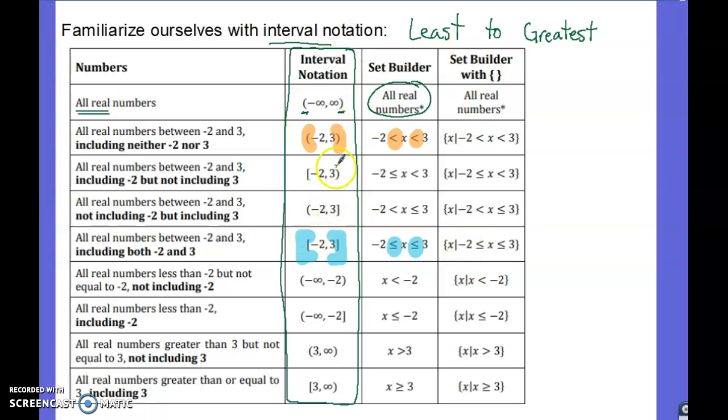Now you do a bracket, and then you can see how we do two different ones, where one's a bracket, one's a parenthesis. So we write it like this.